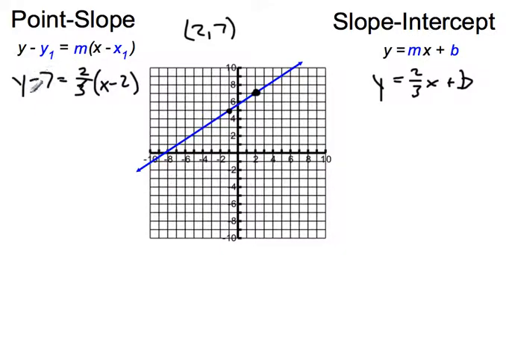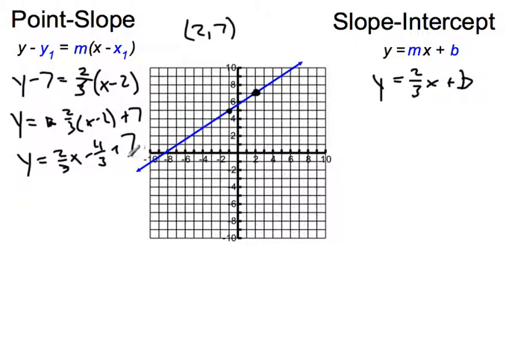So if I add 7 to both sides to isolate the y, it equals 2/3 x minus 2 plus 7. We then have to distribute the 2/3. Y equals 2/3 x minus 2/3 times 2 is 4/3, so 4/3 plus 7.